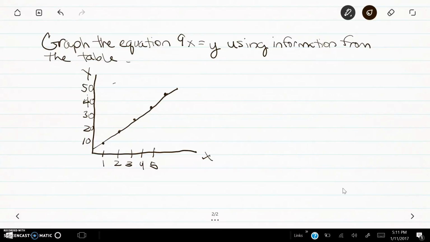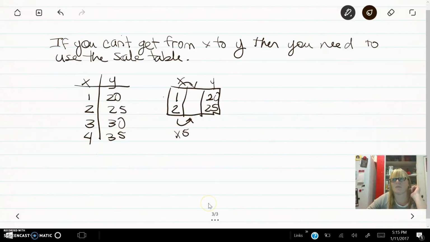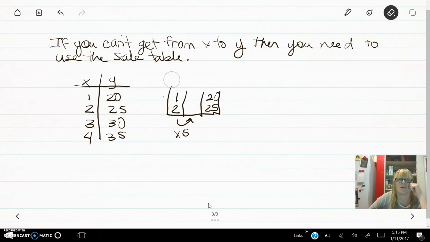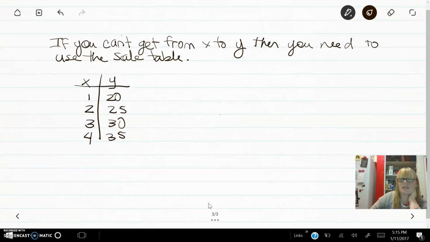All right. Okay, so I had to record this again because I was way wrong. So if you can't get from X to Y, then you need to use the scale table. We did this in chapter 6 when we didn't know how to get from one value to another. So I don't want to use 1 and 20 because that's going to be a little bit too confusing. So I'm going to choose 2 and 25. So I have 2 here.